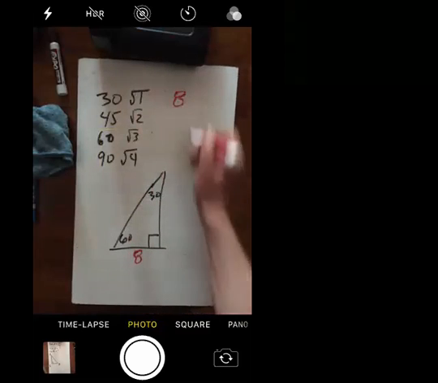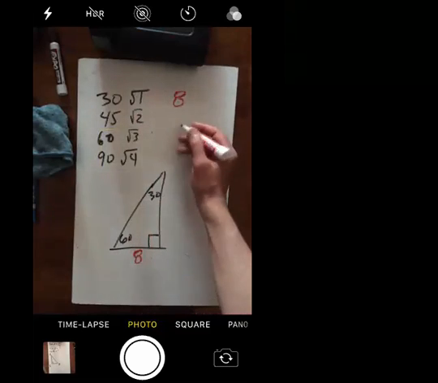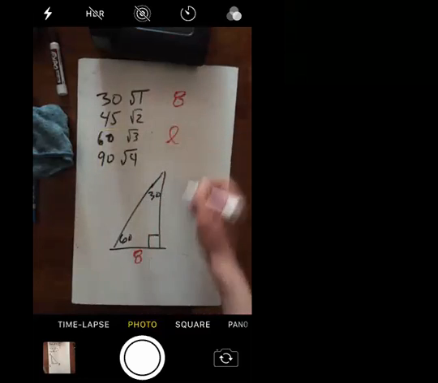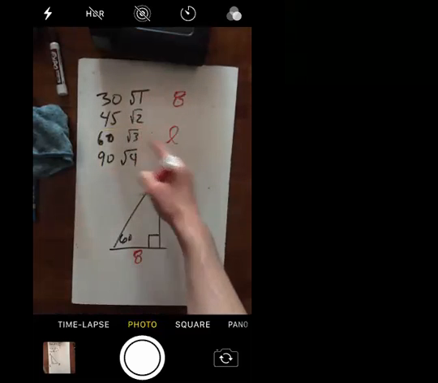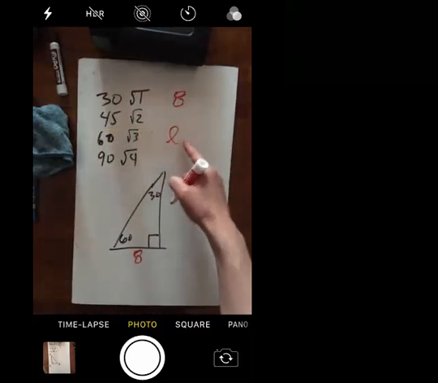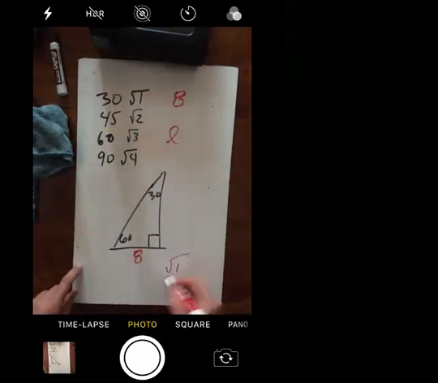then we could write a proportion. Let's say we were trying to find the side opposite the 60. We could call this L for leg. And we could then write a proportion that would be radical 1 over radical 3 equals 8 over L. So that would look like this. Then we would be able to cross multiply, and we would have a radical in the denominator. We'd have to take care of that and solve, and we would get it.